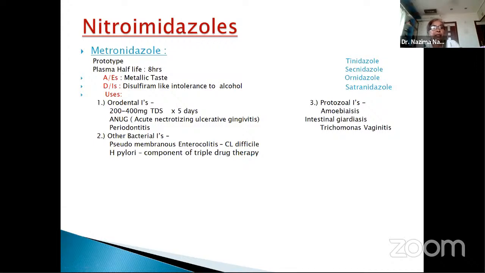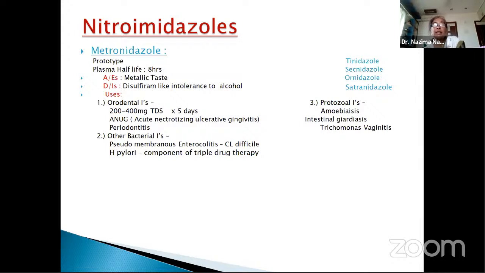The other bacterial infections where this drug can be used include antibiotic-associated pseudomembranous enterocolitis due to Clostridium difficile. This is another infection where this drug is quite helpful. It is the drug of choice here. Again, metronidazole is quite helpful in peptic ulcer due to H. pylori. It is one of the components of the triple drug therapy in H. pylori infection causing peptic ulcer.